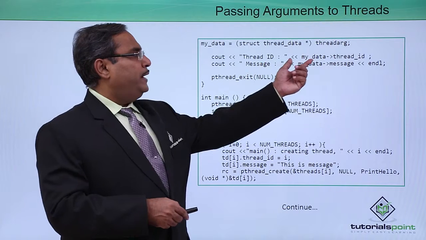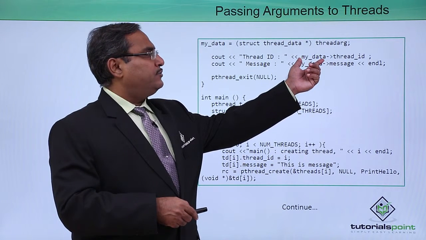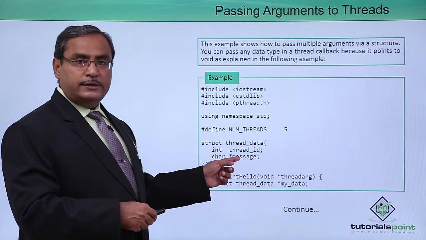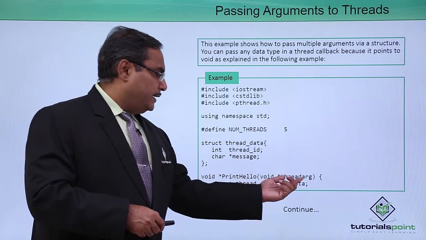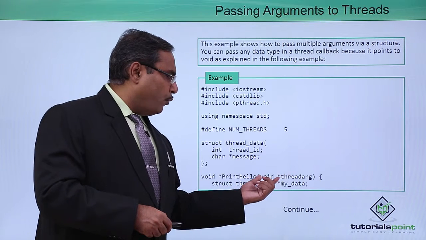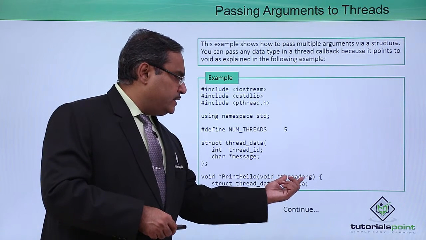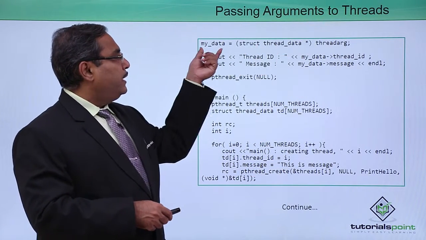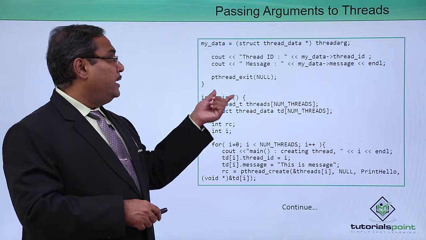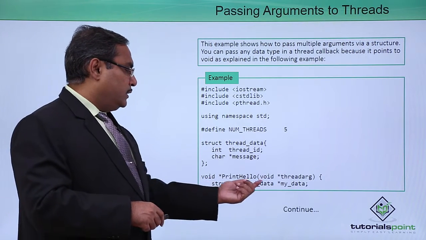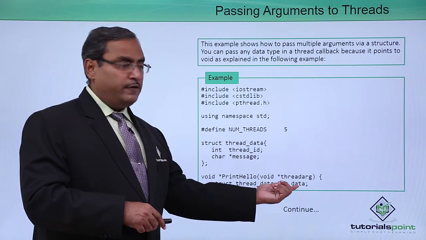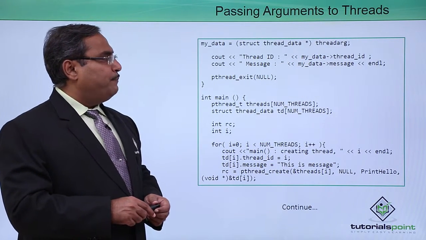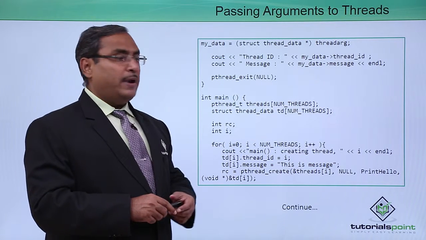So now we are going to print my_data->thread_id and my_data->message, because these are the two fields in the respective structure. And here we are getting a void pointer, that is the thread argument. We have this as the input argument, and that input argument's content is getting assigned to my_data, and my_data is nothing but the local pointer structure variable. And from there we are just accessing my_data->thread_id and my_data->message.